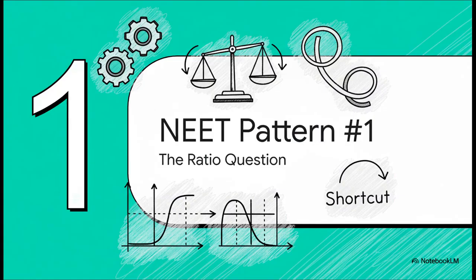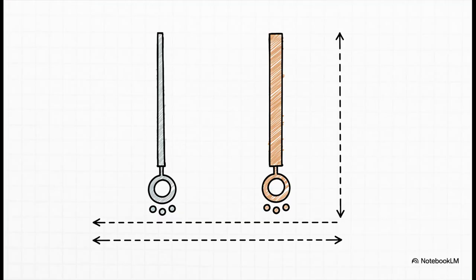Okay, let's get to our first and honestly one of the most common patterns, the ratio question. Now NEET loves these, and here's why. They're not just testing if you can plug numbers into a calculator. They want to see if you really get the relationship between the variables. Spotting this pattern is your first big shortcut. So here's a classic example. This is the kind of question you will see over and over again.